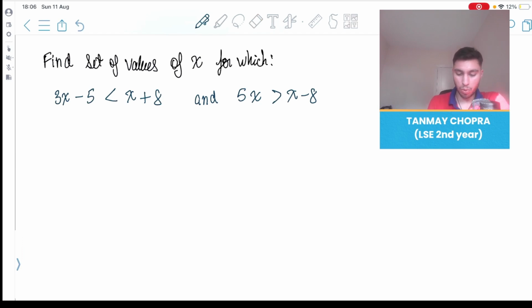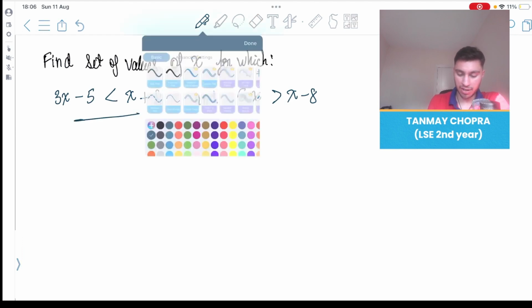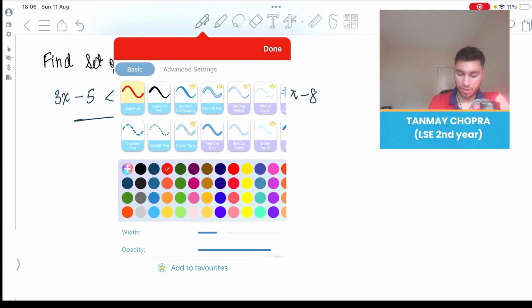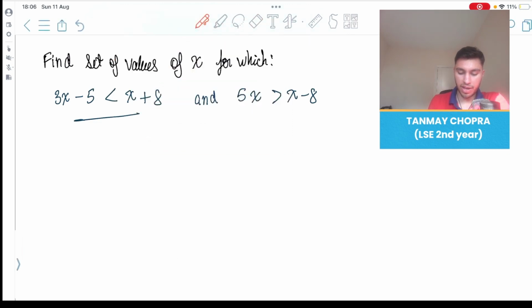So we'll deal with both inequalities one by one. Let's start with this one. I'm going to change the color. So what do I get here? 3x minus 5 is smaller than x plus 8. I take x to the other side. It gives me 2x is smaller than 13, right? All good. That means x is smaller than 6.5. Pretty simple. So that's my first inequality I need to deal with.